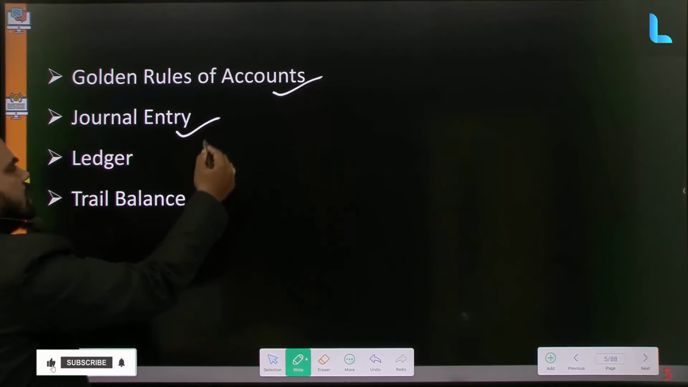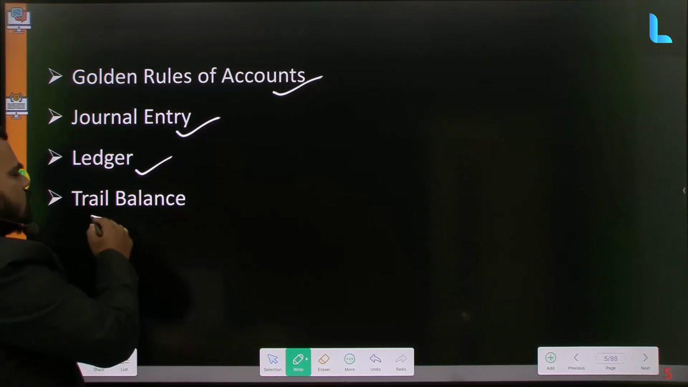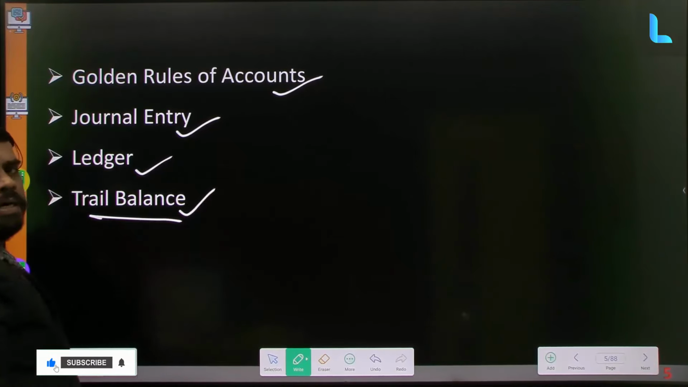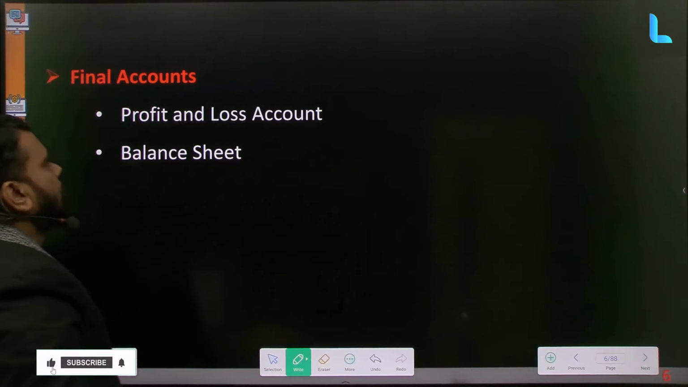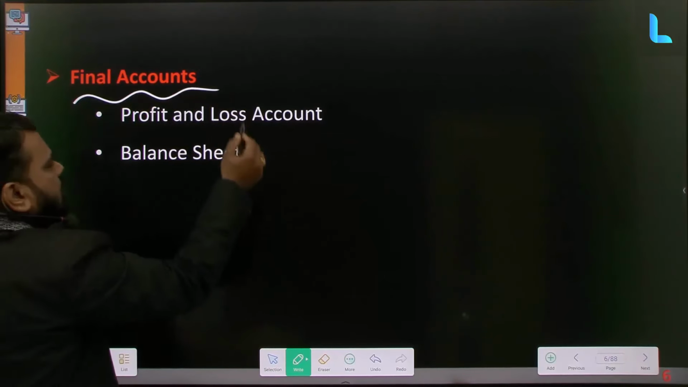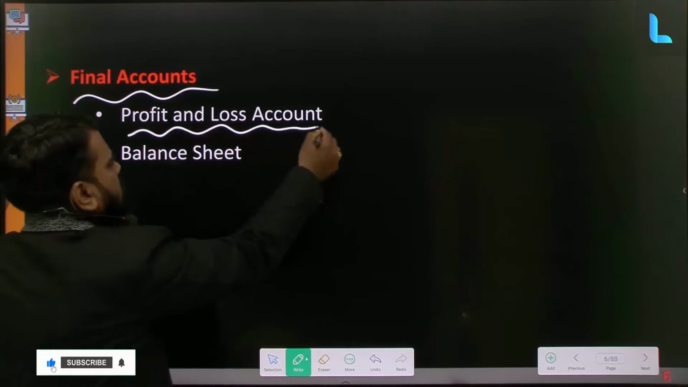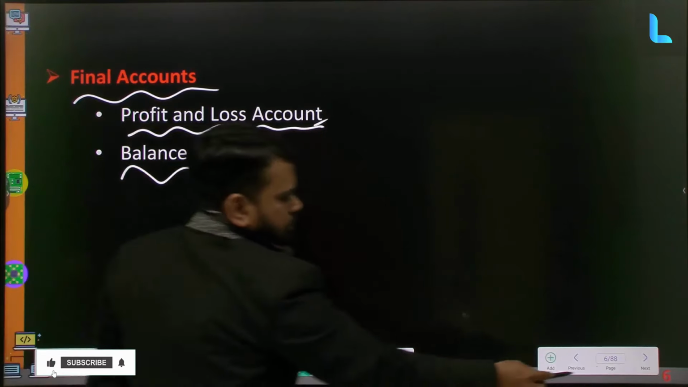Then we will learn about journal entry. Then the ledger, the general ledger. Then we will also discuss trial balance. Next, we will discuss the final accounts. That is, we will be learning about the profit and loss account and the balance sheet. We will discuss these two points.